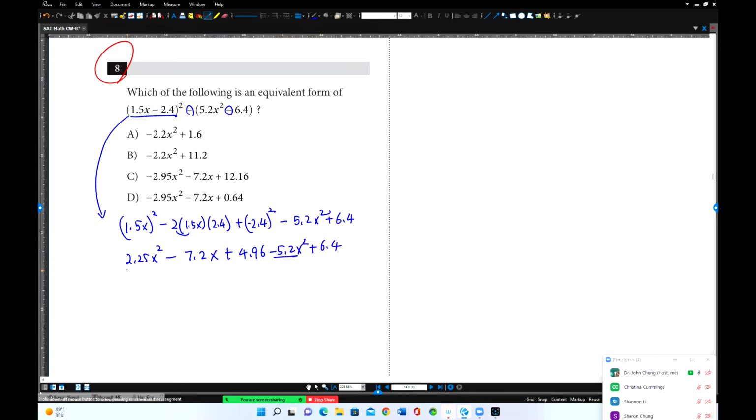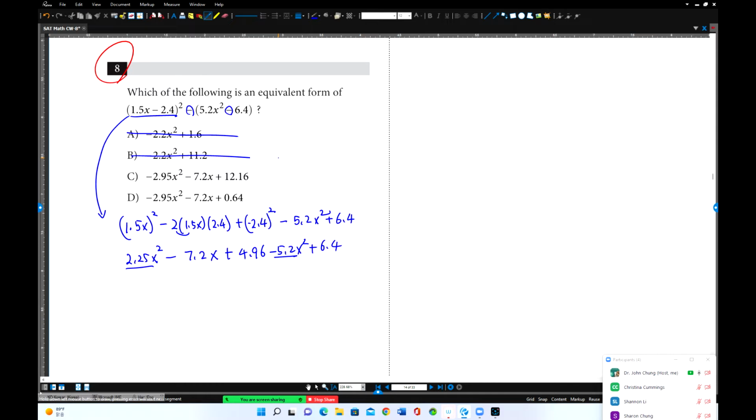The first one over here, 2.25 minus 5.2. Use your calculator, because sometimes we make mistakes. I'm going to use a calculator right now. 2.25 minus 5.2 equals negative 2.95.